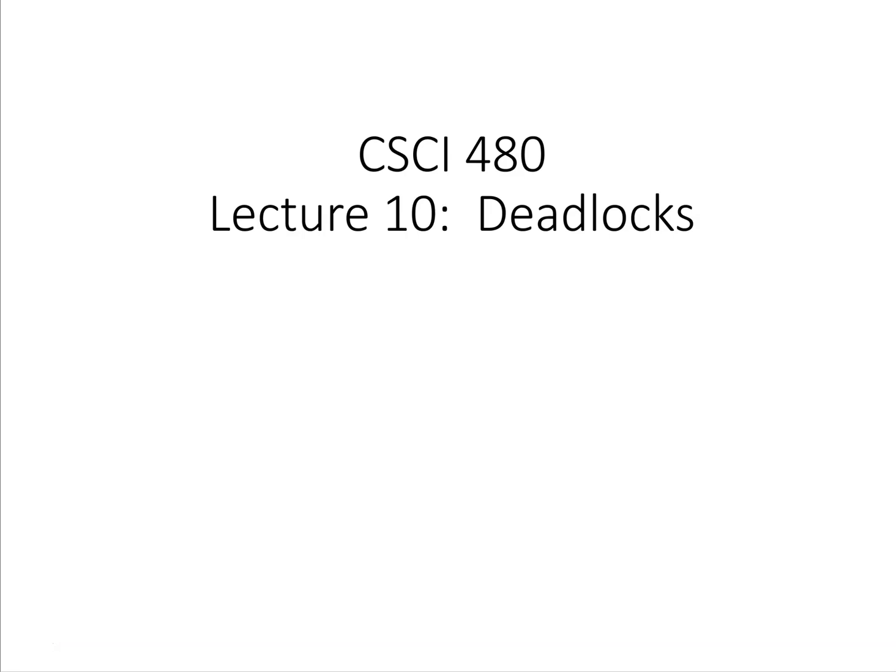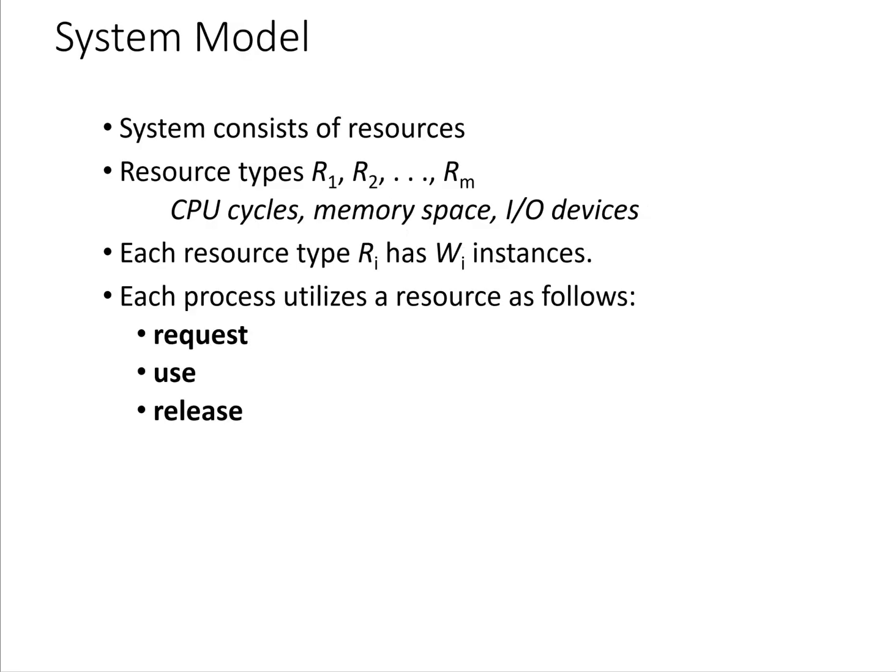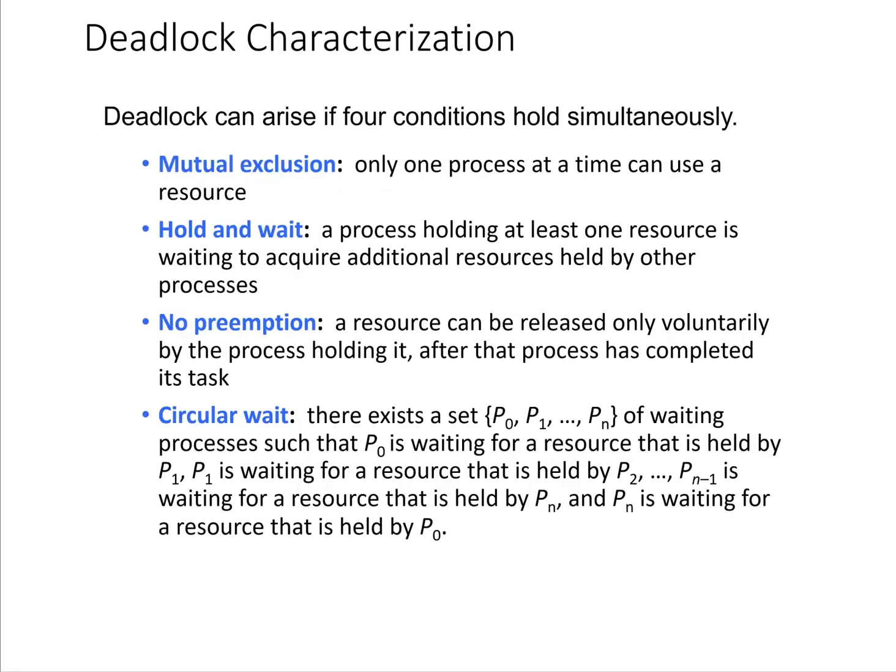In this lecture, we're going to discuss deadlocks, what they are, and potentially how to deal with them. So, in our approach to this, we have to think of a system as consisting of a bunch of resources. Resources include CPU cycles, memory space, I/O devices, etc. Each resource type, Ri, has a certain number of instances, Wi. Each process utilizes a resource as follows: a request, a use, and a release.